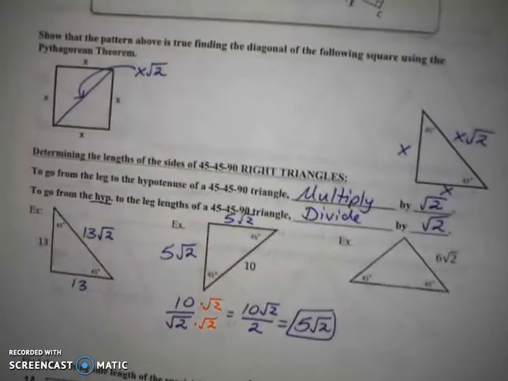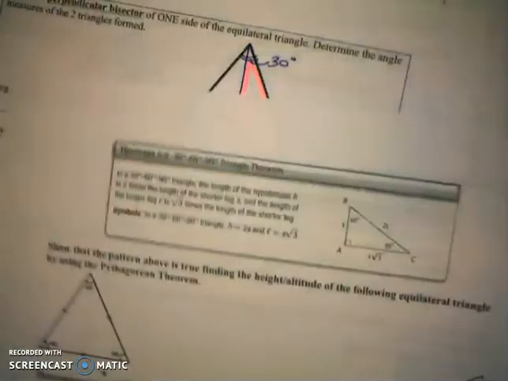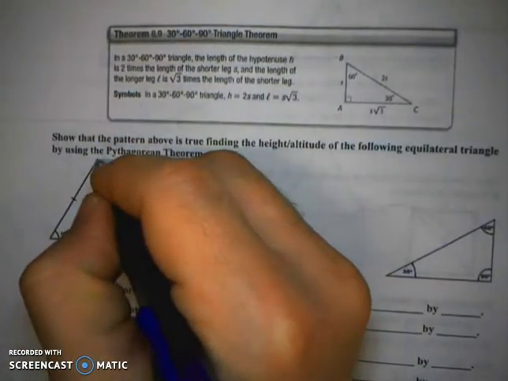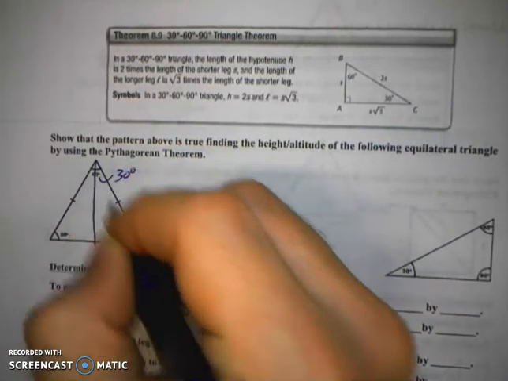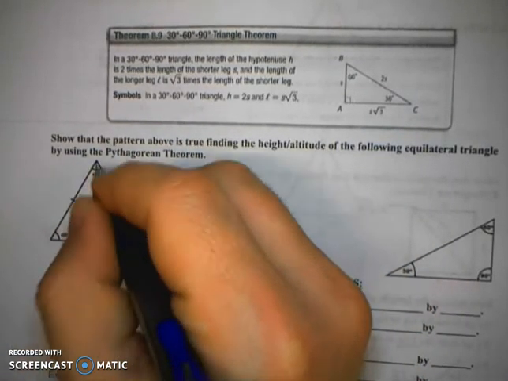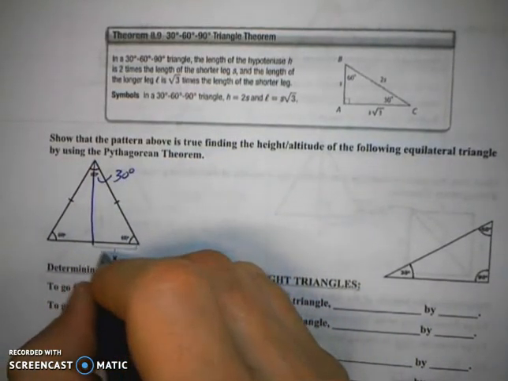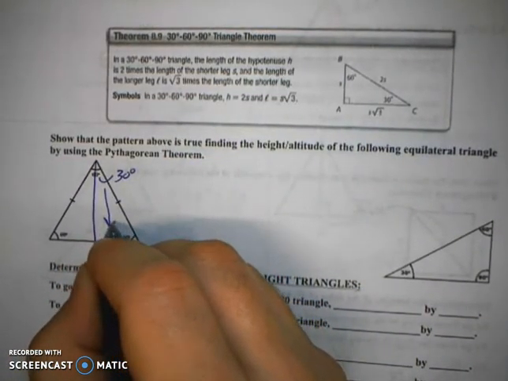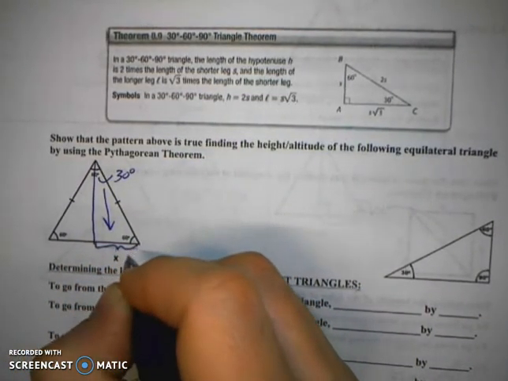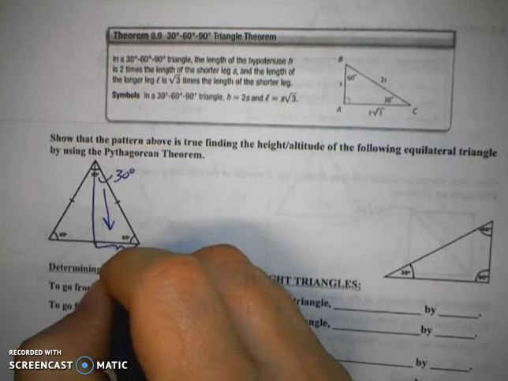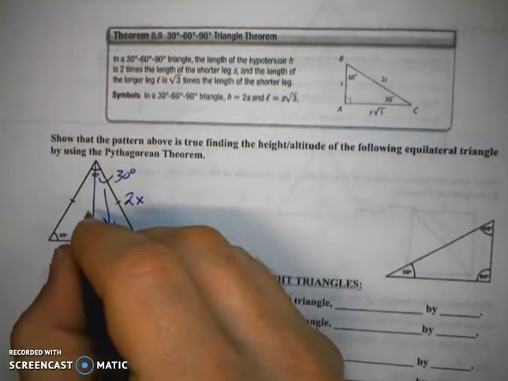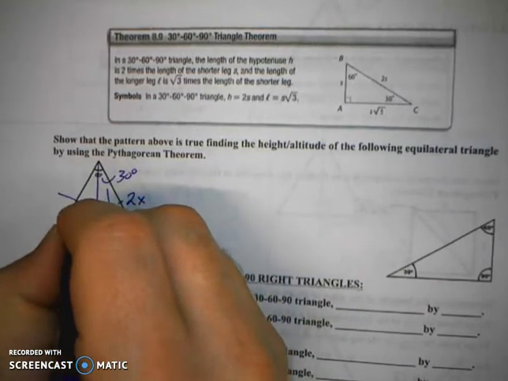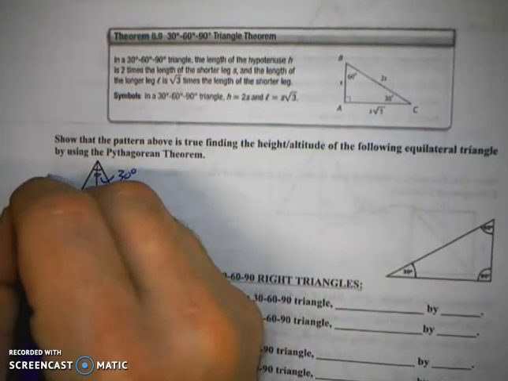All right, and let's go to the back side of this page. On our 30, 60, 90 triangles, remember we started by drawing this segment to get our 30-degree angle here, 60-degree angle, and then this other leg. The short leg is always across from the 30-degree angle. So we're going to start by identifying the short leg. If I call the short leg x, the hypotenuse is always twice as long, so it's 2x. And the long leg is always x times the square root of 3.